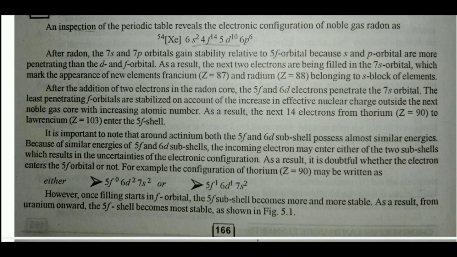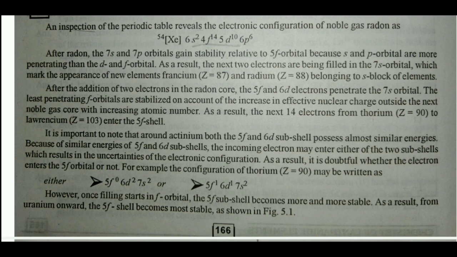After the addition of two electrons in the radon core, the 5f and 6d electrons penetrate the 7s orbital. The least penetrating f orbitals are stabilized on account of the increase in effective nuclear charge outside the next noble gas core with increasing atomic number. As a result, the next 14 electrons from thorium to lawrencium enter the 5f subshell.